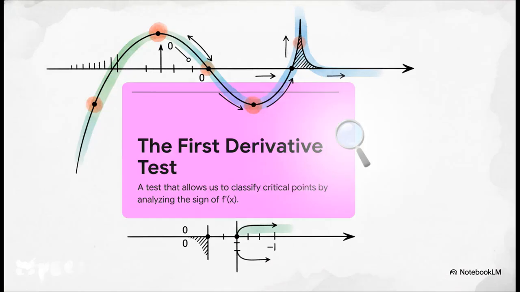So this test zooms in on what we call critical points. Now, you should think of these as the hot spots. They are the only places where a function might switch from increasing to decreasing or from decreasing to increasing. And these points pop up where the derivative is either zero, meaning the slope is flat, or where it's undefined.